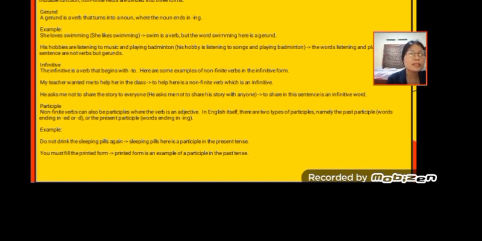And the next material, non-finite clause. The opposite of finite verbs, non-finite verbs are verbs whose function can change, no longer being a verb but an adjective, noun, or adverb because of its function. Non-finite verbs are divided into three forms.